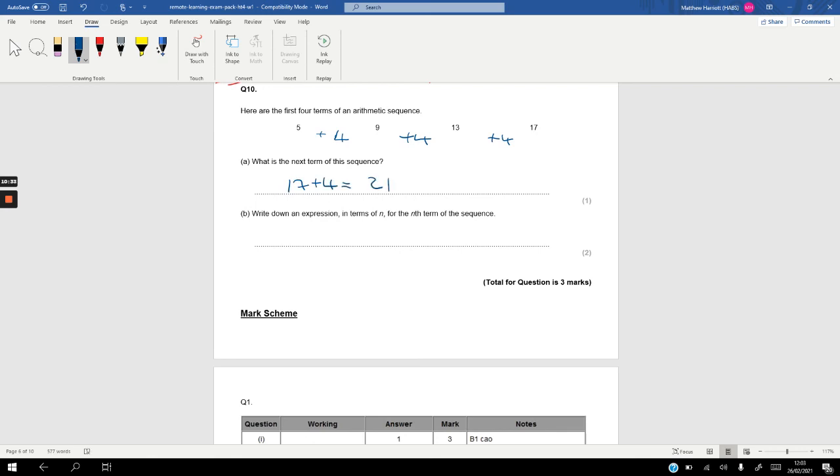It then says, write down an expression in terms of n for the nth term of the sequence. Because it says plus 4 every time, I know it's going to start with 4n. I want to compare what 4n would be, which is the 4 times table, with the original sequence. What do I need to do to this sequence to make it this sequence? And the answer is I need to plus 1 to every single value. So my answer is 4n plus 1.